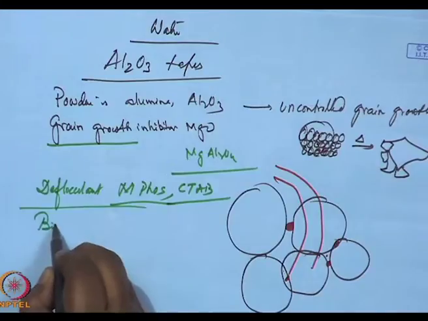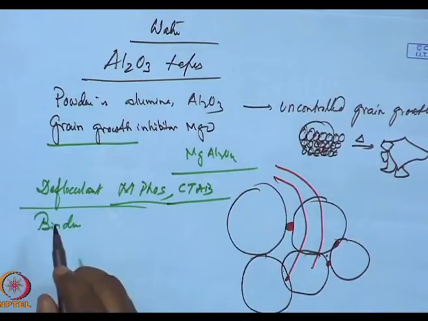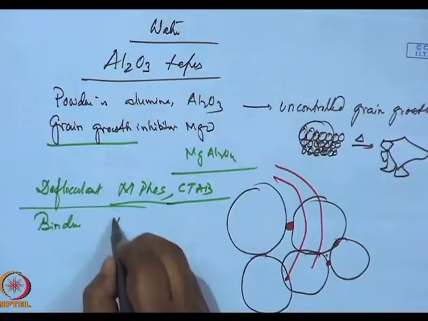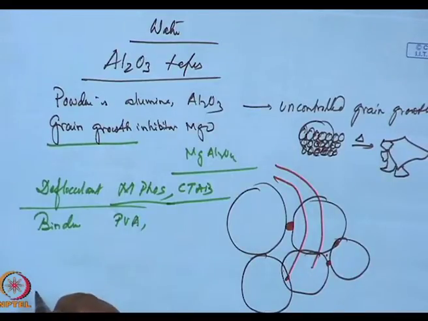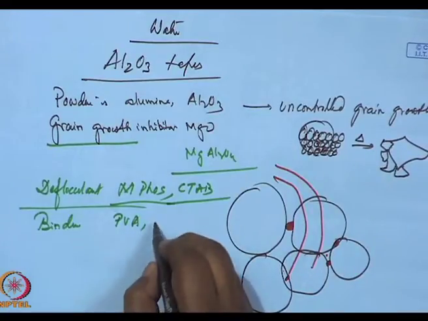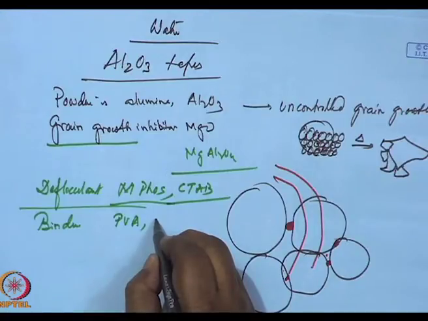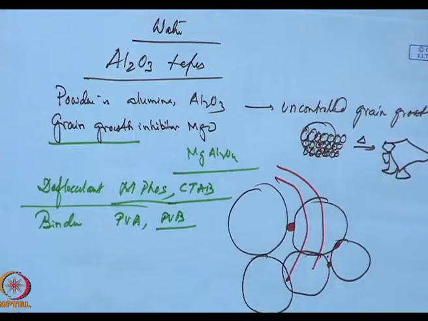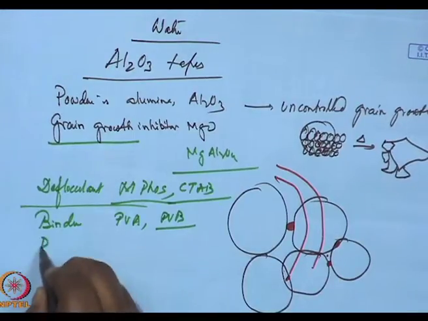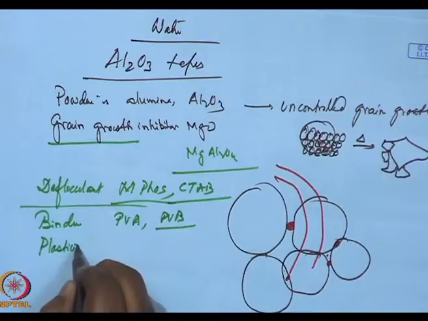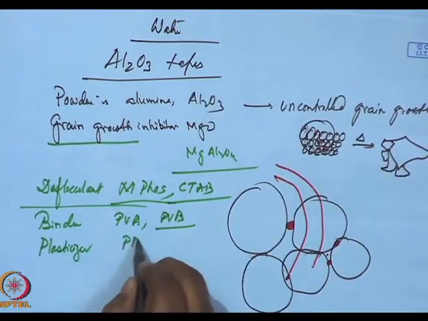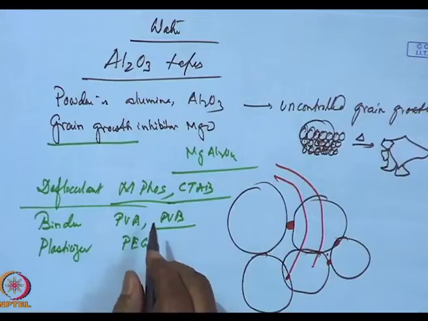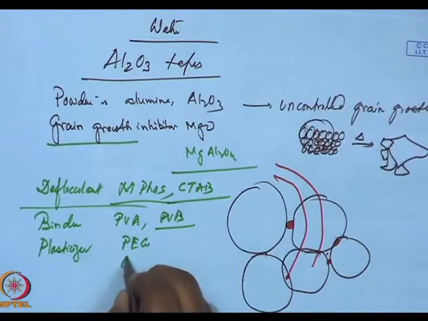The binder, I could use PVA, I could use PVB, which is a polyvinyl butyral. Plasticizer would be polyethylene glycol and octyl phthalate.